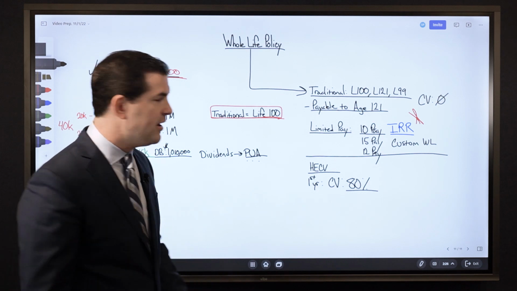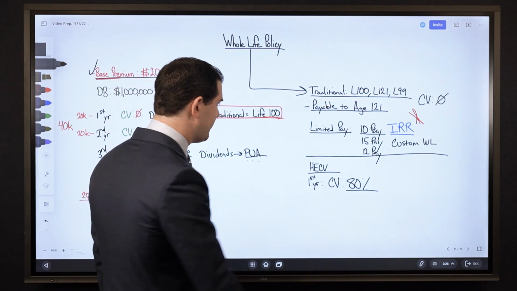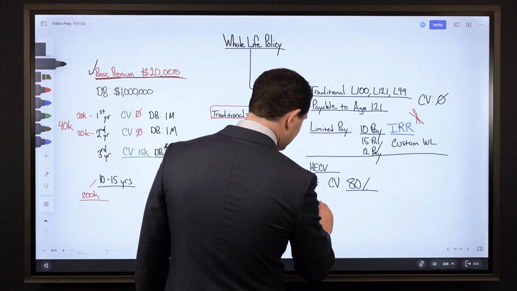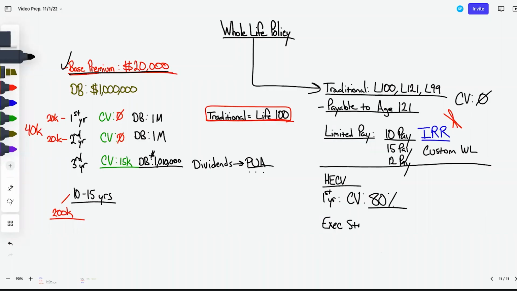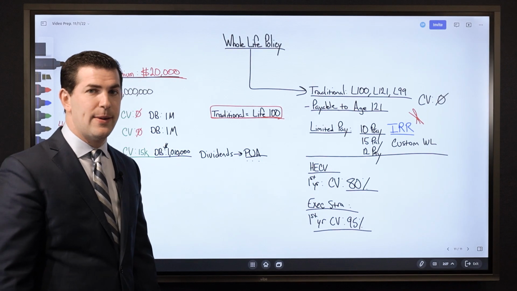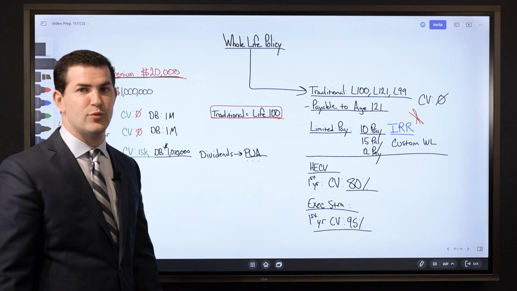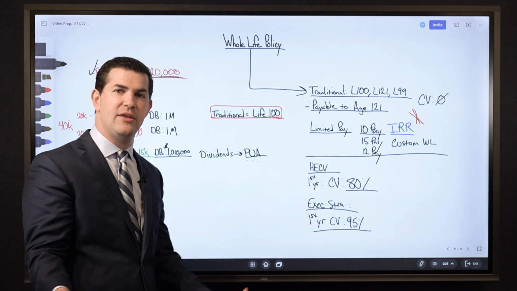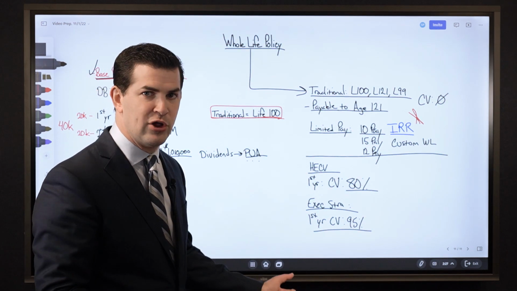Individuals can purchase it. Then you'll see companies like Guardian have what is referred to as an executive strategies whole life product, which functions as a high early cash value policy. First year cash value, a little bit stronger actually. 90%. I'm sorry, it's not 90%. It's 95% in the first year of the base premium. However, it has a minimum base premium requirement of $100,000 per year for an individual. If it's a company, the company has to commit to a $50,000 minimum base premium.